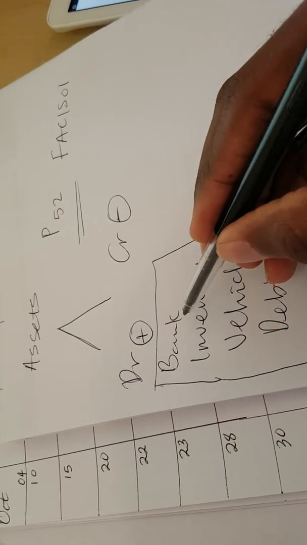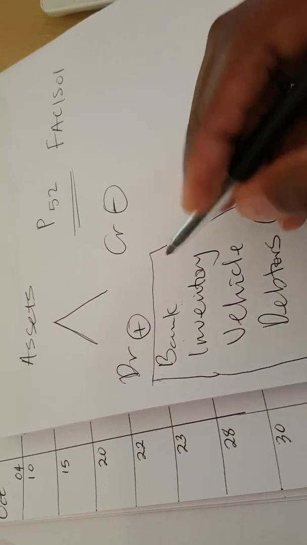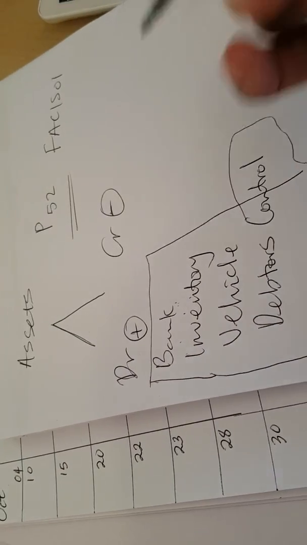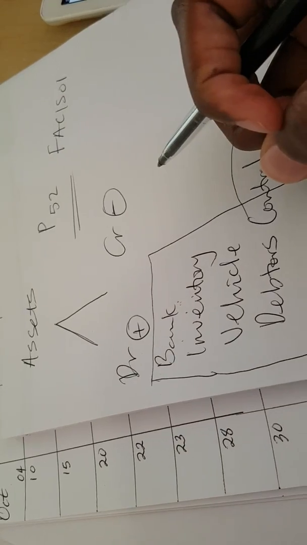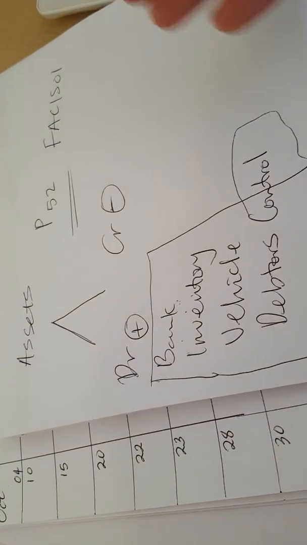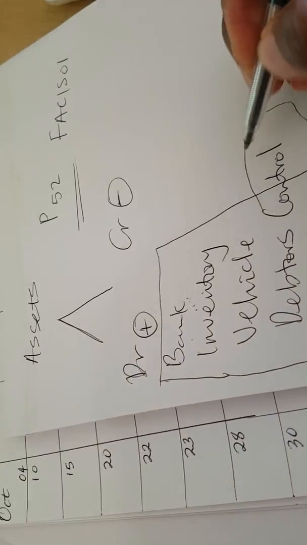So now, under what circumstance should someone debit the bank? The bank increases when it receives money through incomes. Maybe it's a rental income, maybe it's an interest income, through the sales, through commission income. So whenever the bank is receiving money, it should be debited.